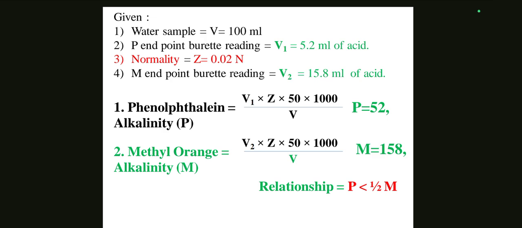Now, the value of P and the value of M are in front of you. You just compare those two values. 52 is the value of P. 158 is the value of M. So you have to see these two values and find out the relationship between P and M. Now, what will be the relationship? If you see the values, then the relationship is P is less than 1/2 M.